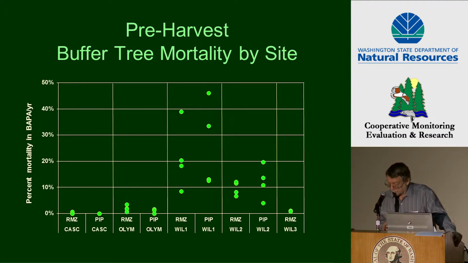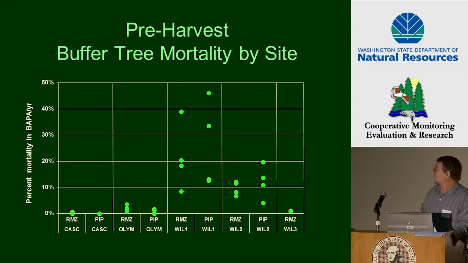Well, this graph shows the mean percentage of buffer tree mortality for each site during the pre-harvest period. So we have the percent mortality in basal area per acre per year over on the y-axis. And then we've got the different blocks with their RMZ and PIP sites arrayed along the x-axis here.